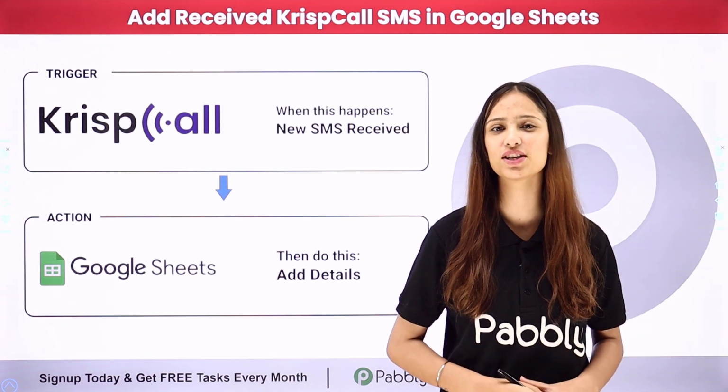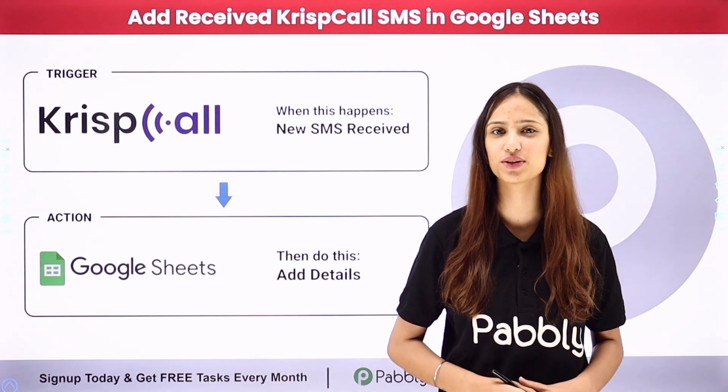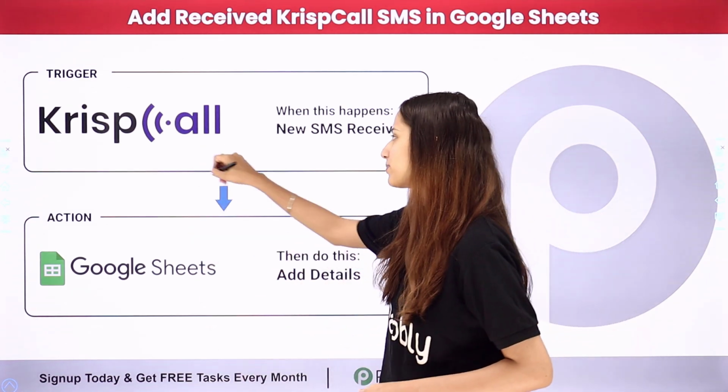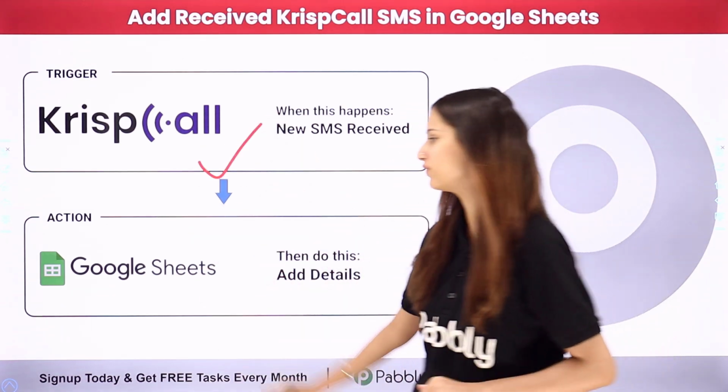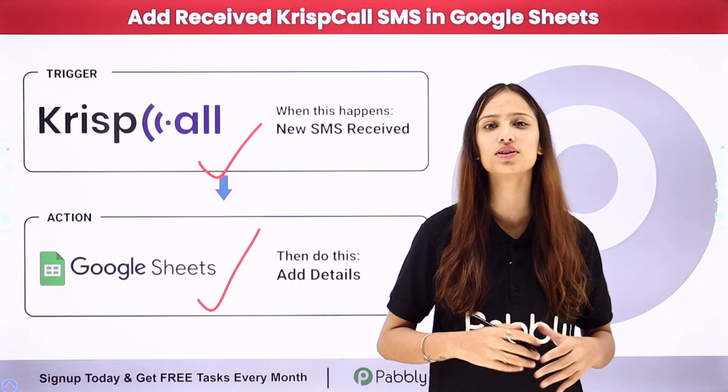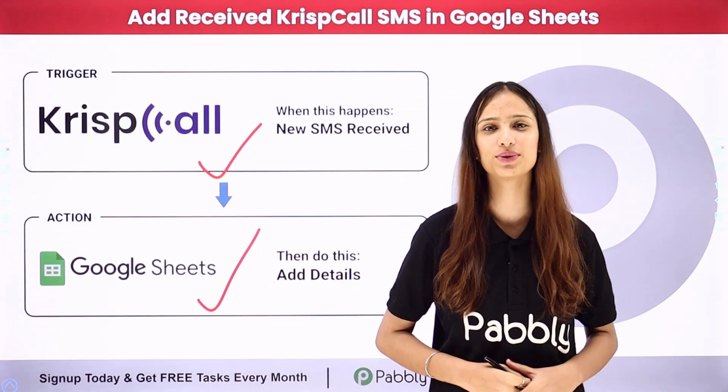So Pabbly Connect follows the concept of trigger and action. So here to do this, my trigger application will be KrispCall and my action application will be Google Sheets. So if you want to learn more about this, follow me through the screen.